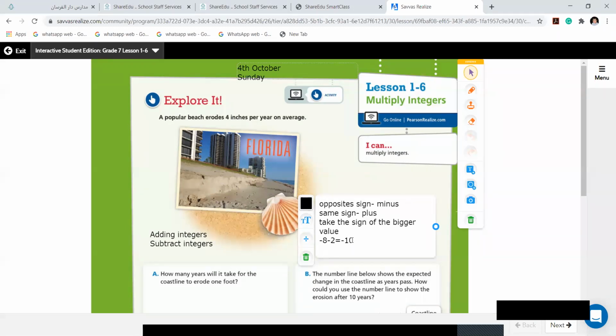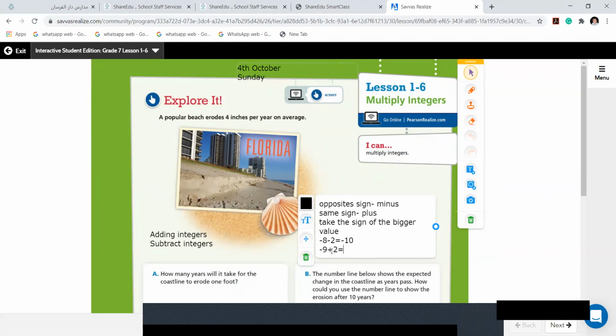Miral, are you there? Tell me, Miral. Minus 9 plus 2, they are opposite sign. What do I have to do? Do I need to minus it or plus it? See here, if there are opposite signs, what am I doing? Minus. So are they same sign or opposite sign? Opposite. So what do I have to do? I need to minus it.